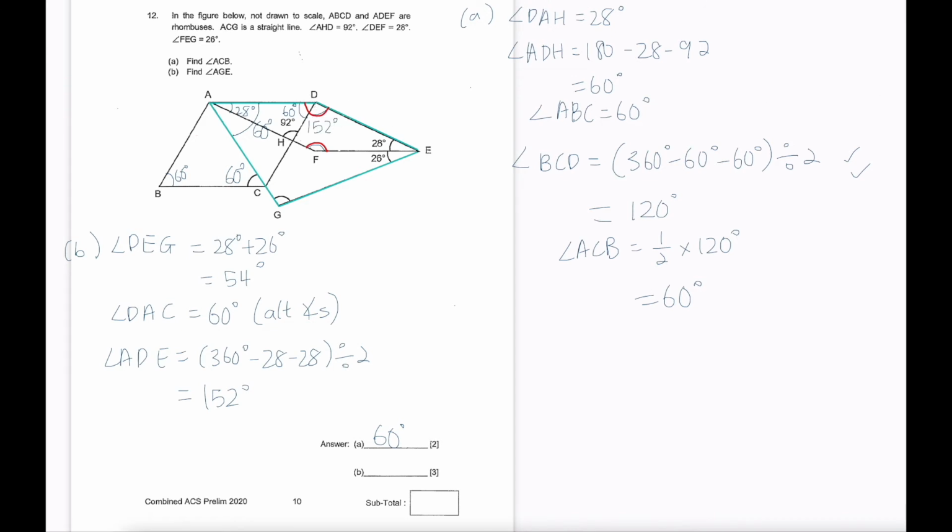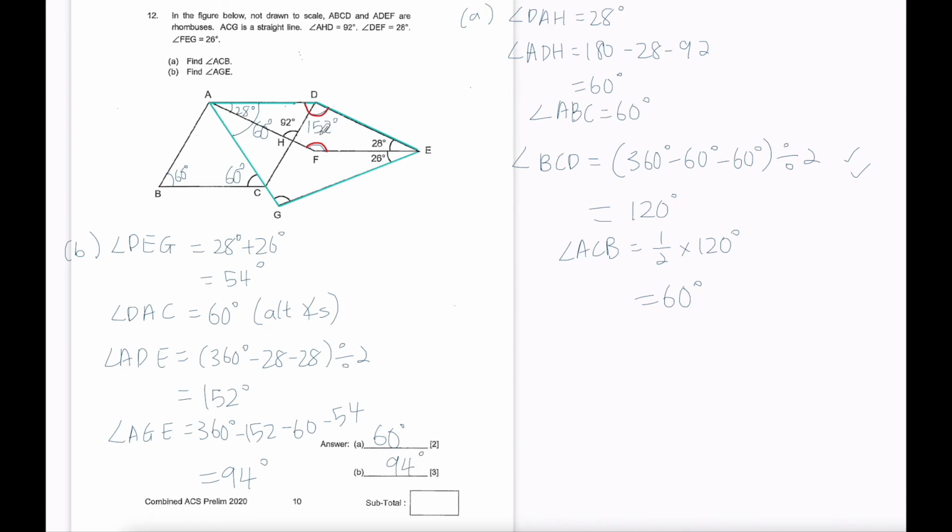I'm going to erase this because it's not needed for this part of the question. So this red part is 152 degrees, and we can just find our answer now. AGE is 360 degrees minus 152 minus 60 minus 54. I'm going to get 94 degrees. And that's it, we get 3 marks.